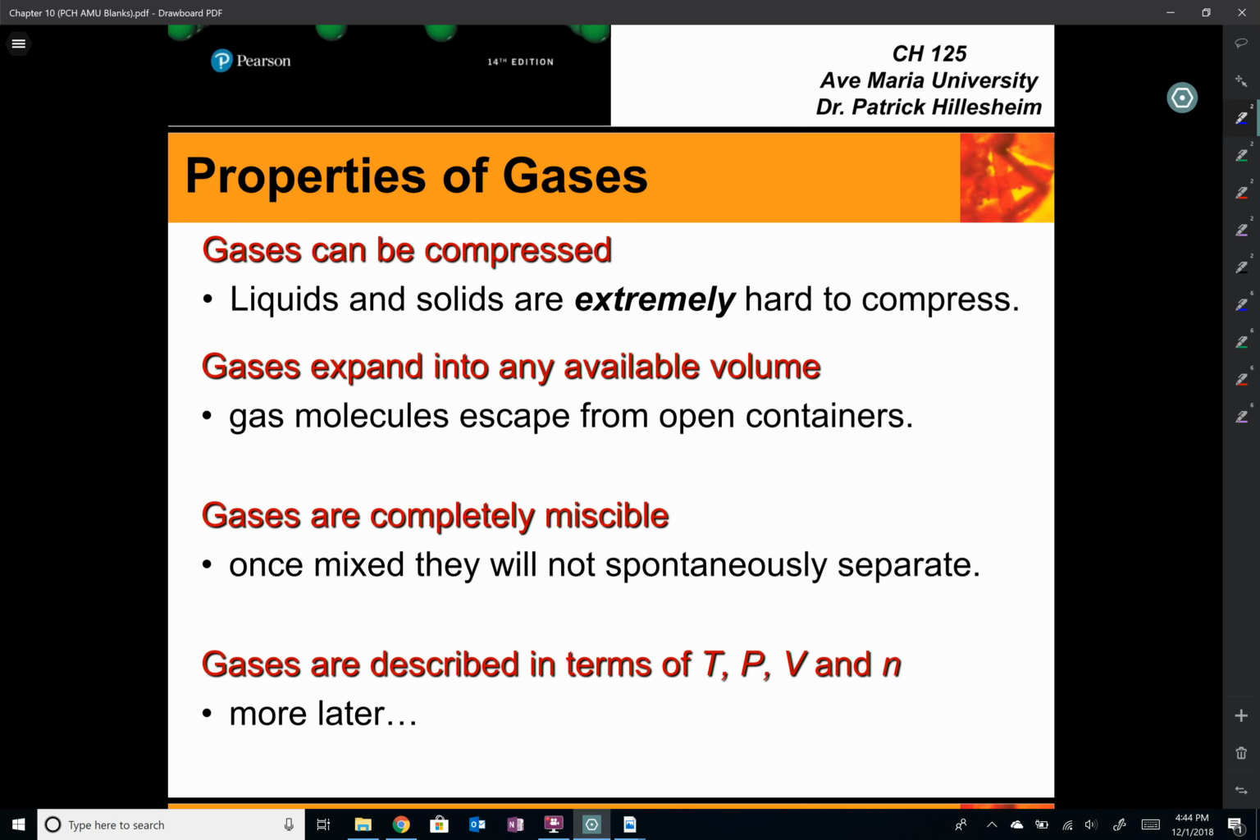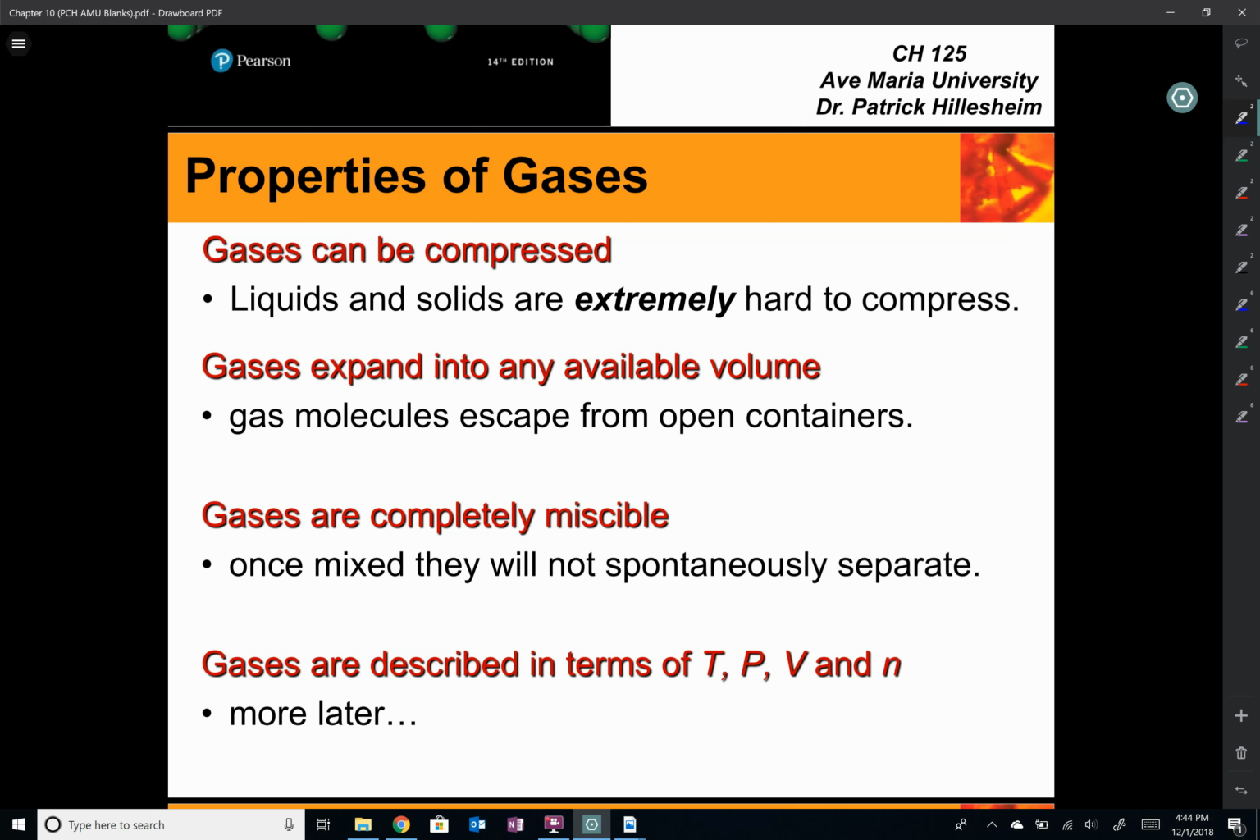Gases are completely miscible. If you mix 2 or 3 or however many component gases together, they're going to make an immediate mixture. This is as opposed to a liquid, where sometimes you have to stir things around or mix things up or shake it to get a solution to form. But we will assume that gases are completely miscible and that they instantly are uniform throughout.